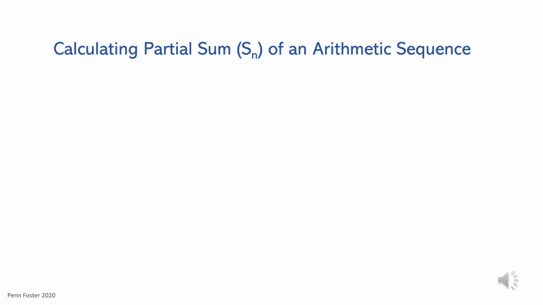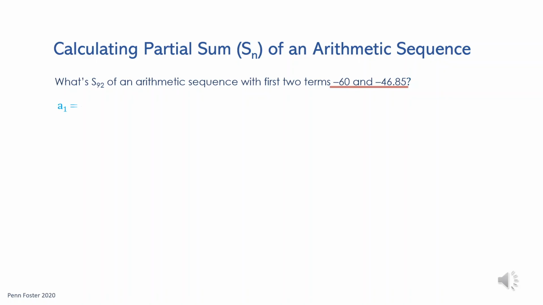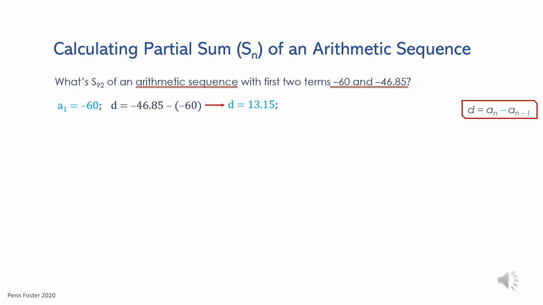A partial sum can be calculated knowing the first two terms of the arithmetic sequence. For this question, the first term, A sub 1, is negative 60. Using both the second and the first terms, calculate D. It's 13.15. Remember, subtracting negative 60 is the same as adding 60. N is 92 since S sub 92 is what is being calculated.